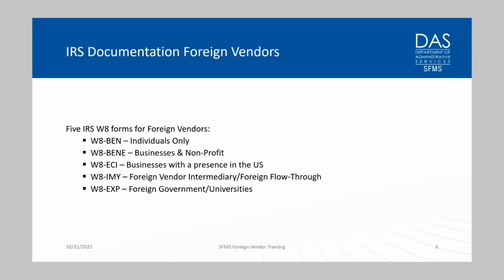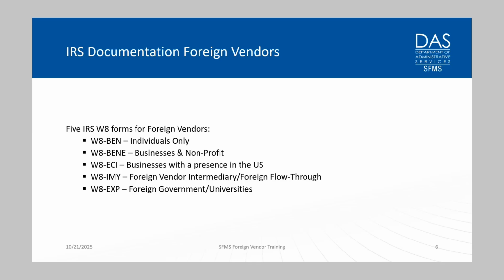The W-8 IMY, I don't believe I've ever seen, but that is for a foreign vendor or intermediary and foreign flow through. I don't believe the state of Oregon, sorry, has any of these, but it is out there. And then the EXP is used for foreign governments and universities. So if it's University of Saskatchewan, Government of Canada, it's those kinds of foreign governments and universities.